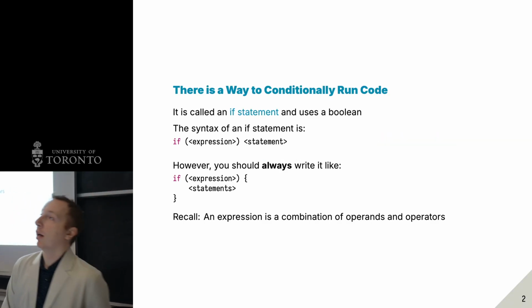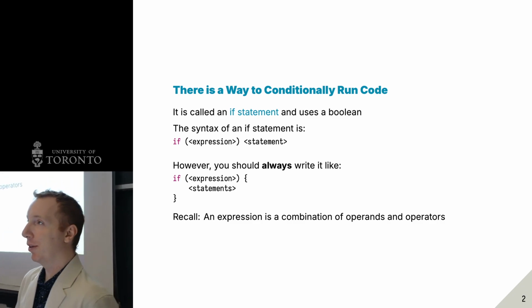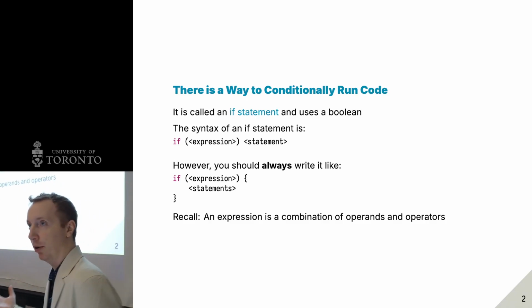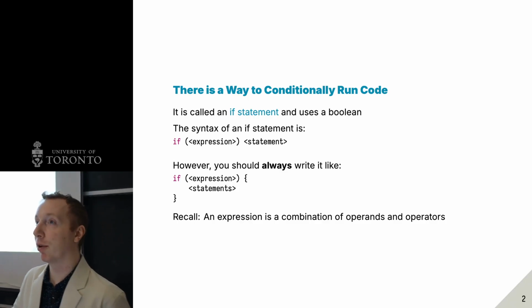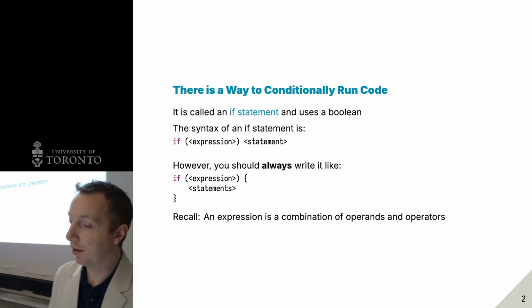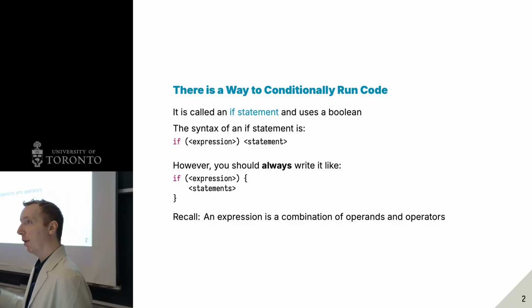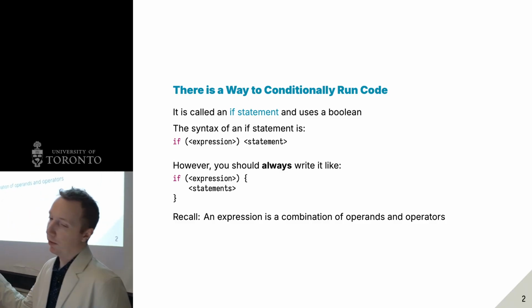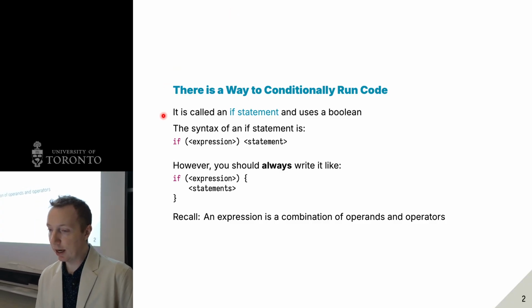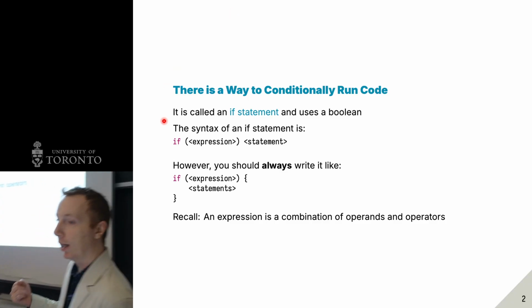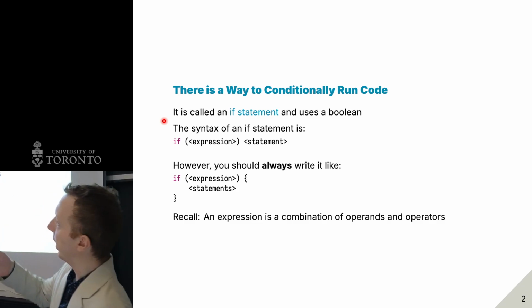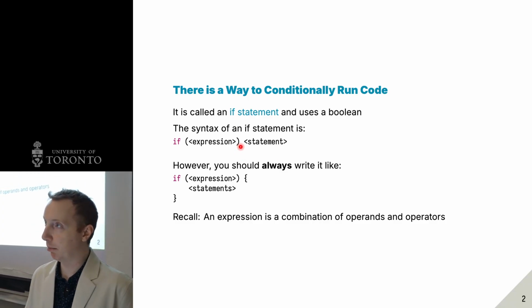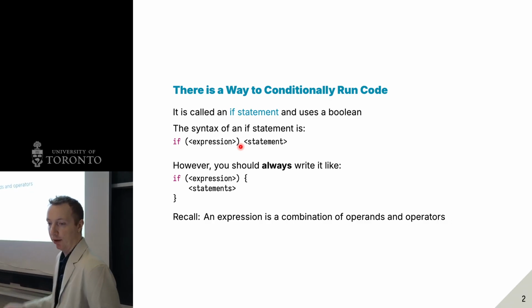So the whole reason computers can actually do something special is because there is a way to conditionally run code. And if you do this enough times, your program actually appears smart. So in C, it's called an if statement, and it uses a Boolean. So we saw that type of Boolean is just either true, 1, or false, 0. So the syntax of an if statement, or the rules for writing it in C, is if, and then parentheses, and then an expression should go in there. And then at the end, it's a statement. So it should be some code that actually does something.